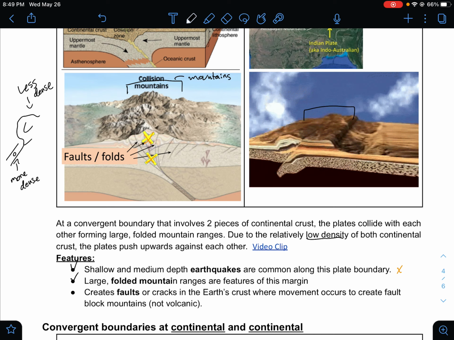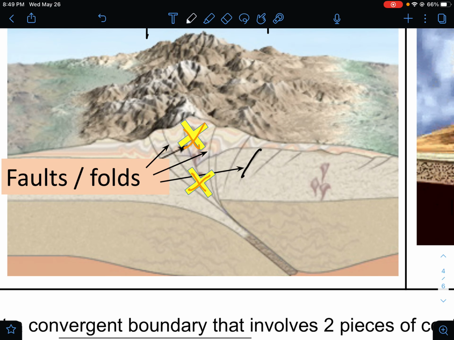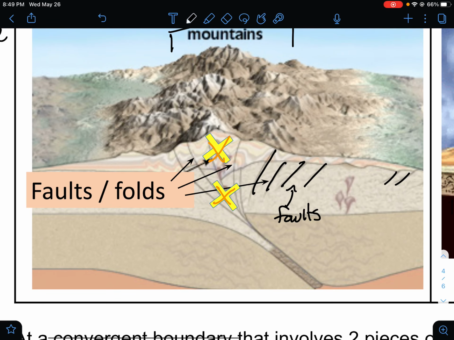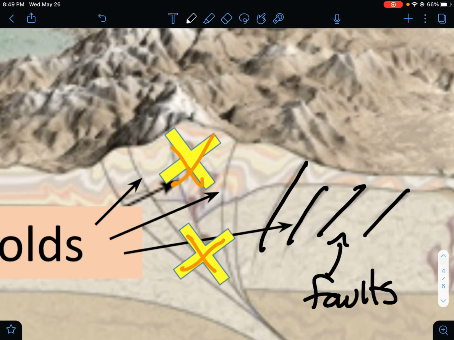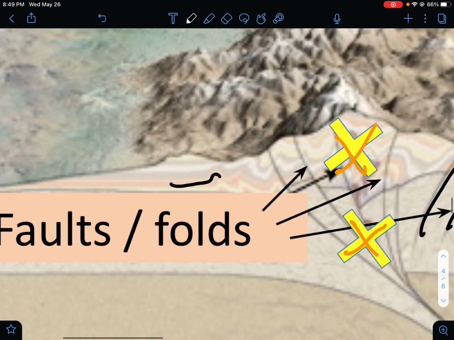Okay, so did earthquakes, did mountains. And then it creates faults or cracks in the Earth's crust where movement occurs to create fault block mountains. Okay, so we have faults and folds in here. So all of these lines, all of these are faults. And then the folding occurs, and when rocks fold, it tends to really show some beautiful patterns. So it's actually really, really cool. All of these folds, maybe let's go over here.